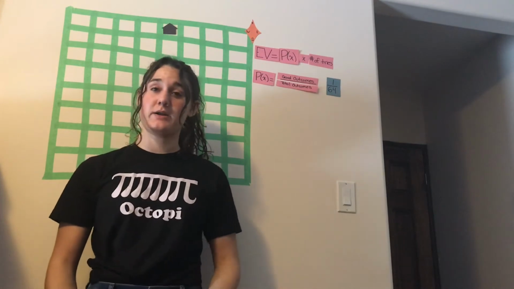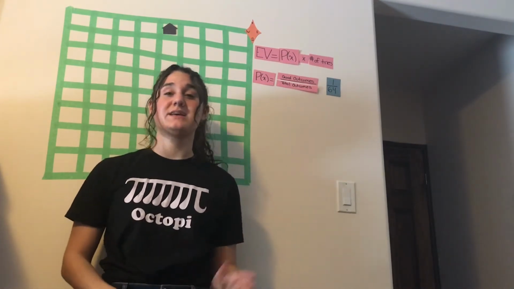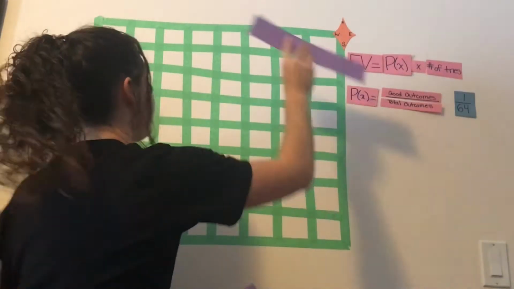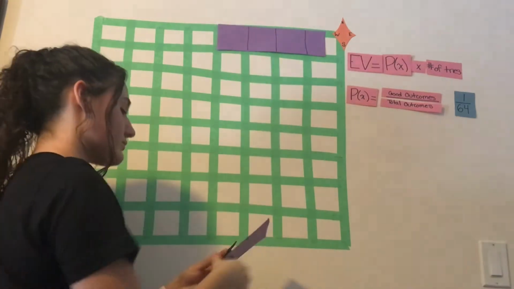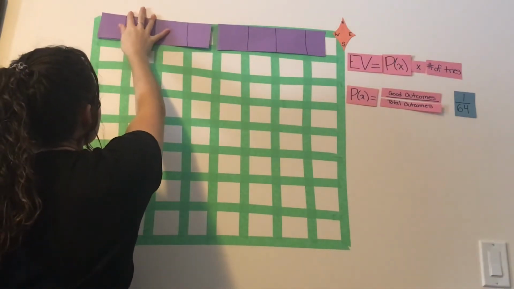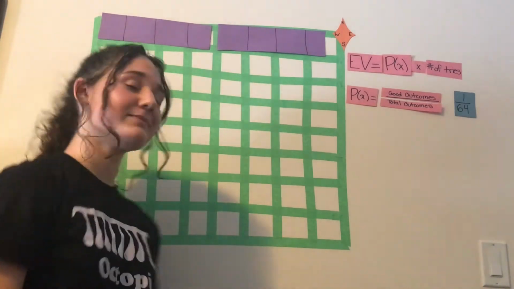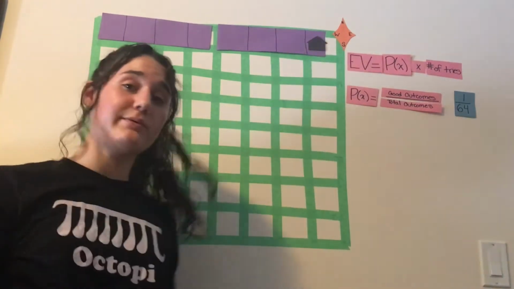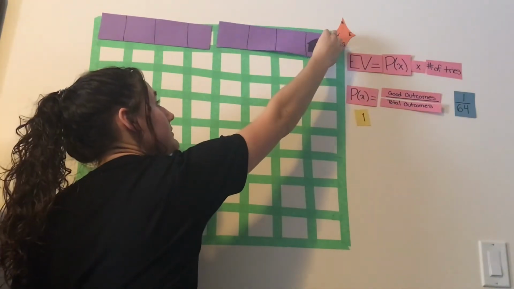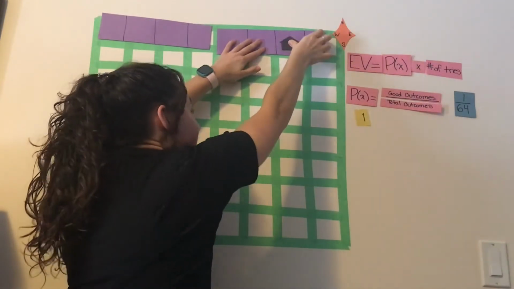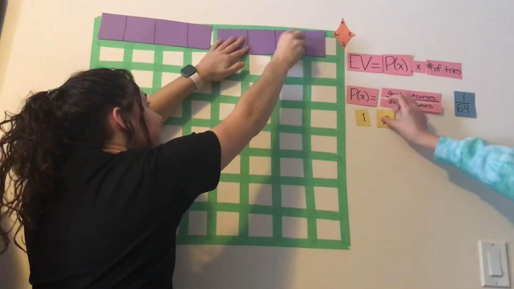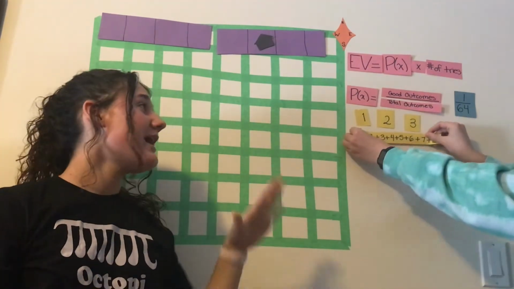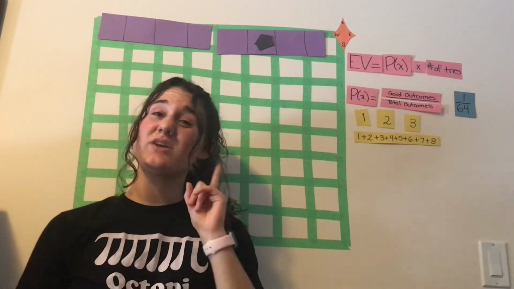Now for the tricky part. What is the total number of houses that could be built on the grid? Let's make this simpler. What if there was only one row? Then what would the total be? If the mayor's house was here, that would be 1. Here would be 2. Here would be 3, and so on and so on. That would give us a total of 36 possible houses in only one row.